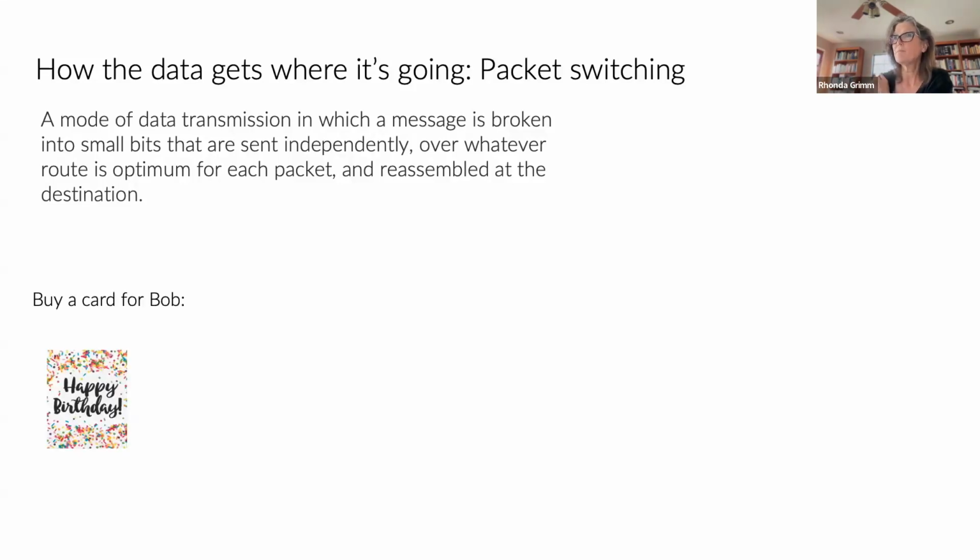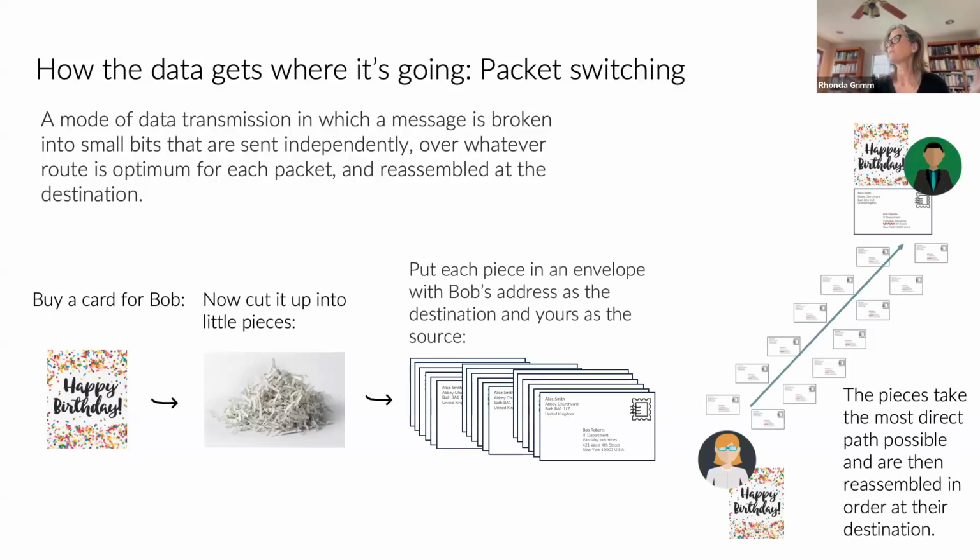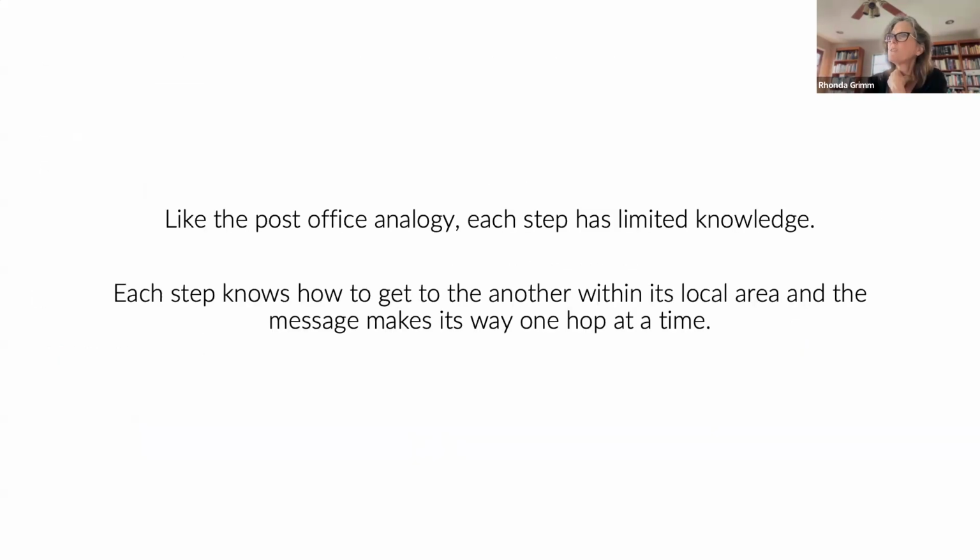So again, buy a birthday card for Bob, cut it up into little bitty pieces. You put each piece in an envelope with Bob's address as the destination and yours as the source. All those little pieces take the most direct path possible, and they're reassembled in order at their destination. And then Bob gets his birthday card or email or whatever it is you're sending. So each step, again, has limited knowledge, but each step knows how to get to its next destination, making it one hop at a time.